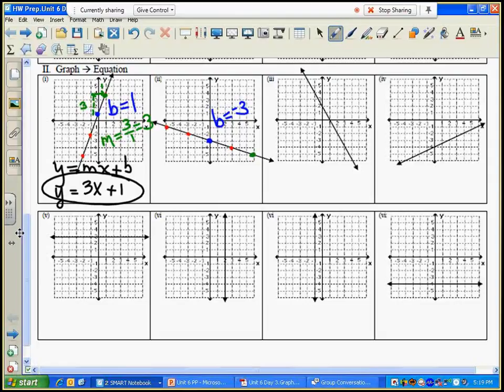Here, if I go from the blue to the green, I go down 2, and then I run 6. That gives me a slope of negative 2/6 or negative 1/3. So as I go to my equation, y equals mx plus b, I'm going to replace those values. There's that equation. There we go. All right, try the last two on your own.